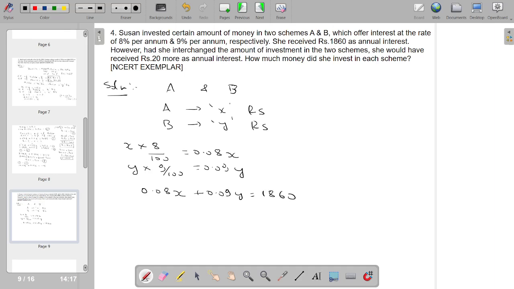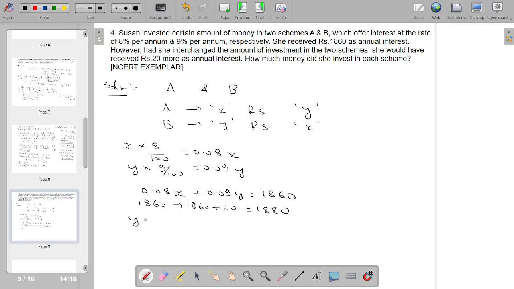Now the next part of the problem says, had she interchanged the amount of investment in the two schemes. She has invested rupees X in A and Y in B. Suppose she had interchanged it, Y in A and X in B, then she would have received 20 rupees more as annual interest. 20 rupees more means, instead of 1860 rupees, she would have got 1860 plus 20, which is 1880 rupees. So now how do we frame this equation?